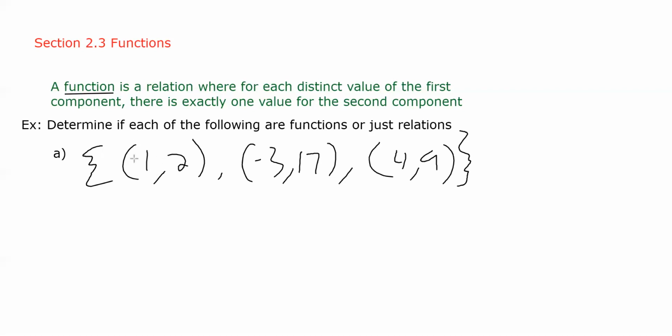So when x is 1, you get just the value 2. There's only one thing that the number 1 maps to. When x is -3, you get 17. Same thing. When x is 4, you get 9. It maps to only one value. So just by the strict definition of being a function, this is a function.